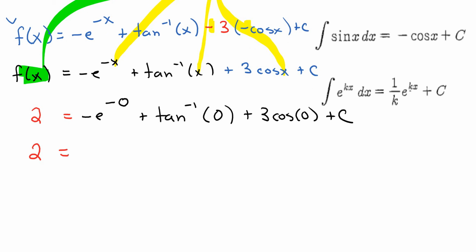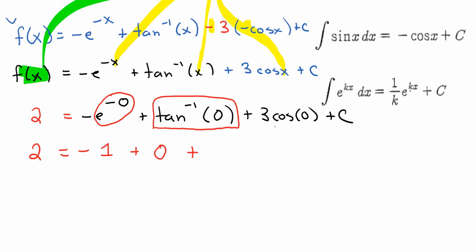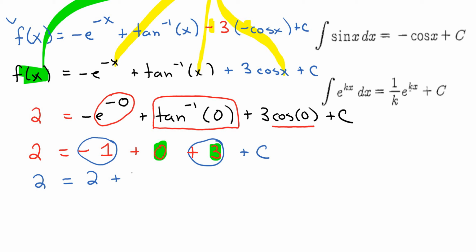So this is going to be 2. This part right here is going to be just 1. So this will be negative 1 plus. Now the inverse of tan at 0 is going to be 0 plus. And at cos of 0, that's going to be 1, so 3 times 1 is going to be 3. So if you weren't sure how to evaluate these numbers here, make sure you look at your graphs, and that should help find those values. And then we can have our plus c at the very end there. And then if I execute this, I have 2 equals 2. Well, negative 1 plus 3 is going to be 2 plus c, and that means c equals 0.